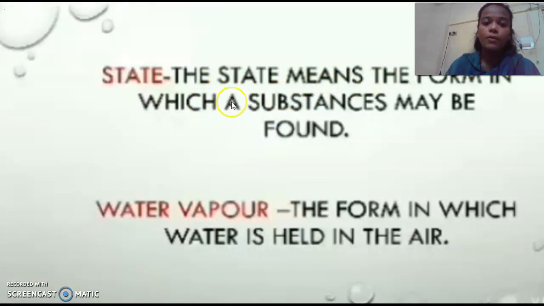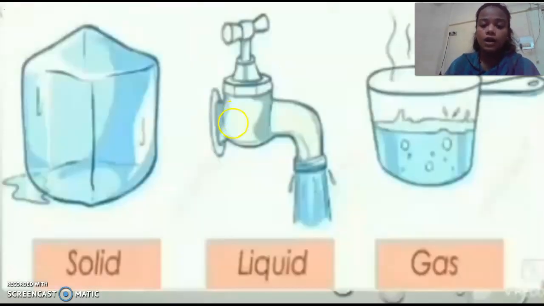The state means the form in which a substance may be found. So the three states of water are solid state, that is ice, liquid state, it is water itself, and gaseous state, it is vapor, water vapor or steam.